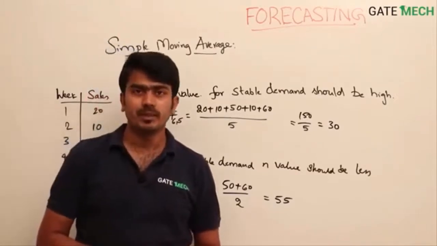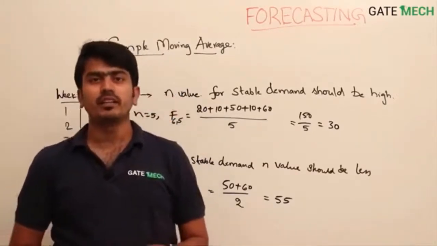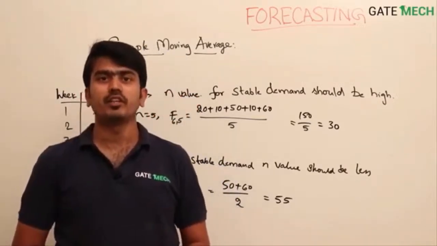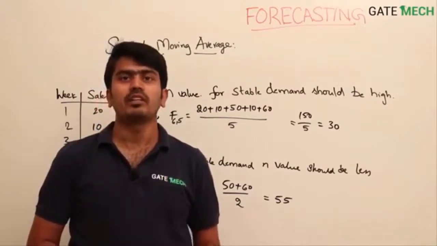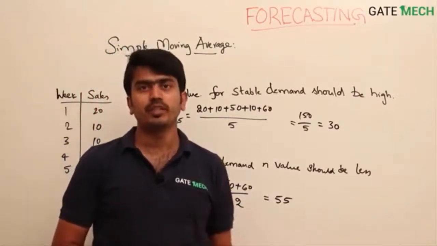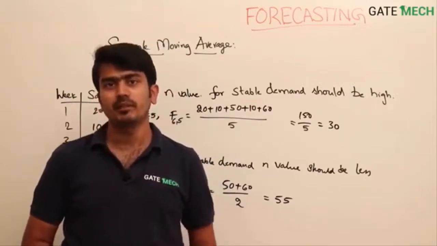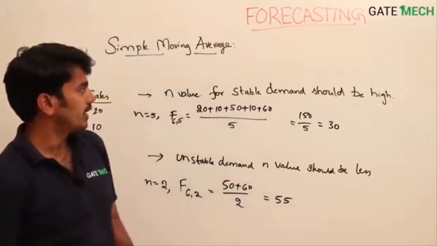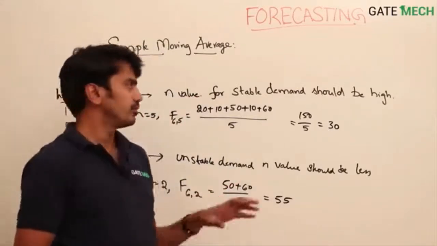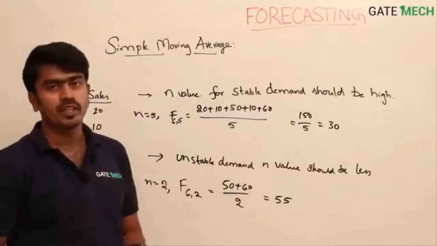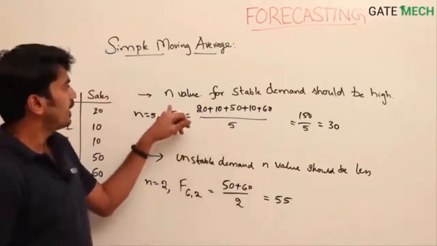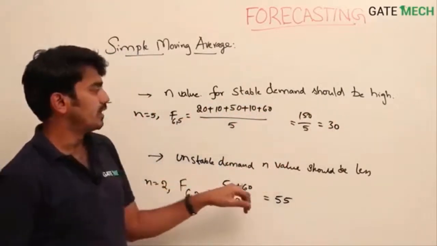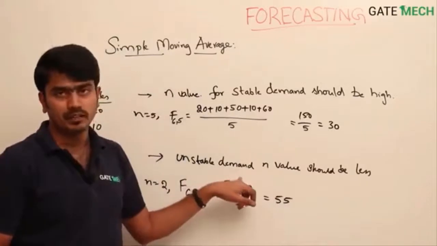In the simple moving average method, how do we determine the value of n, that is the number of periods that we need to use to calculate the forecast? Whether it is a 2 period, 5 period or 10 period moving average, how do we determine it? That depends on the type of product or the type of data we are looking at. So the n value should be high for stable demand and it should be low for unstable demand.